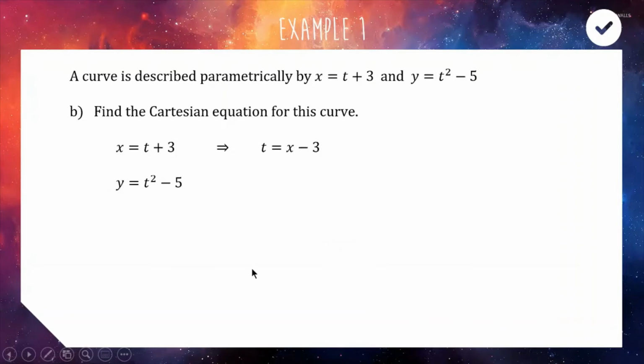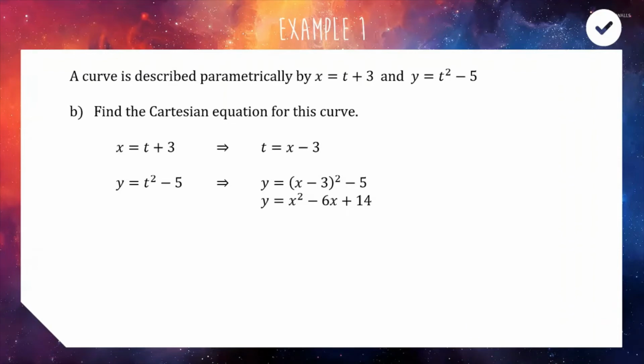Now we substitute that into the second parametric equation. If we have y equals t squared minus 5, we have y equals (x minus 3) squared minus 5, because this is now t. There is your answer, a Cartesian equation. We can expand it and tidy it up to get x squared minus 6x plus 9, and then minus 5 gets you plus 4. And there's your answer.